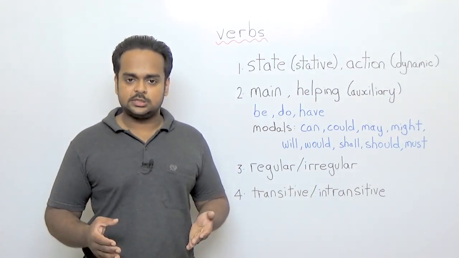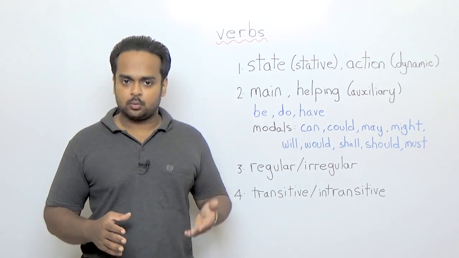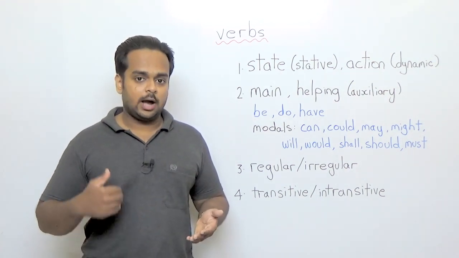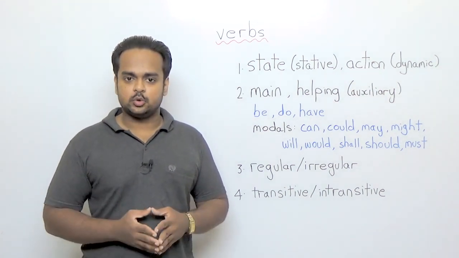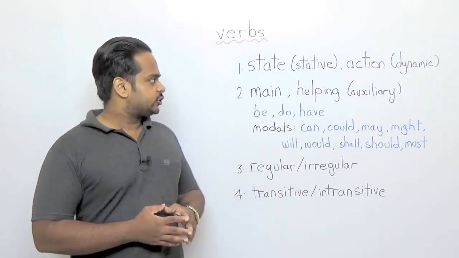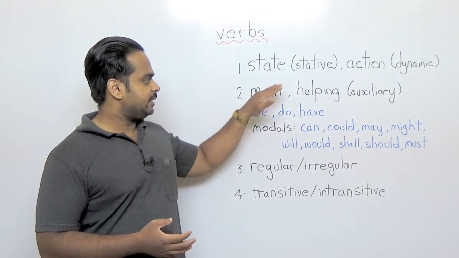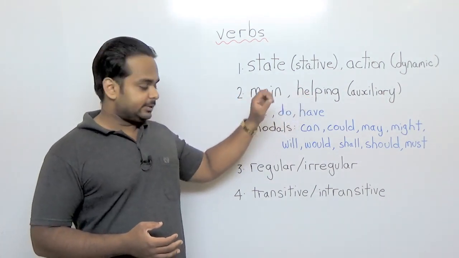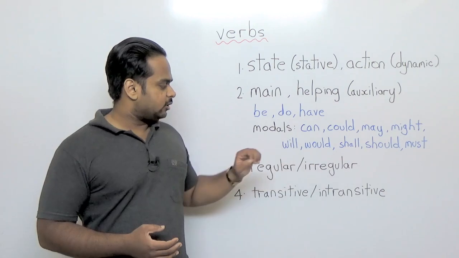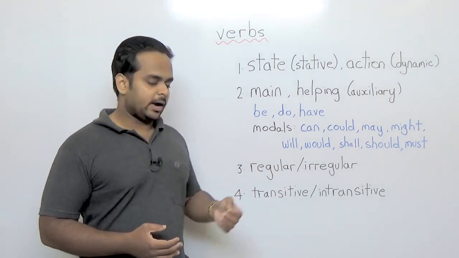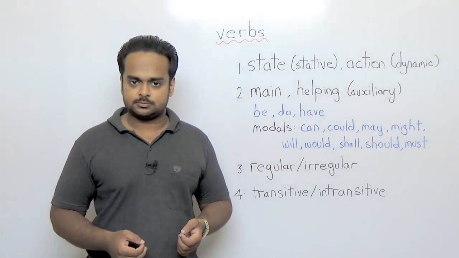In this lesson, I will teach you the different types of verbs that we have in English, and I'll also show you how to avoid some common mistakes that students make with verbs. We will start with state and action verbs, and then we'll look at main and helping verbs, and then we'll turn to regular and irregular verbs, and finally we'll discuss transitive and intransitive verbs.